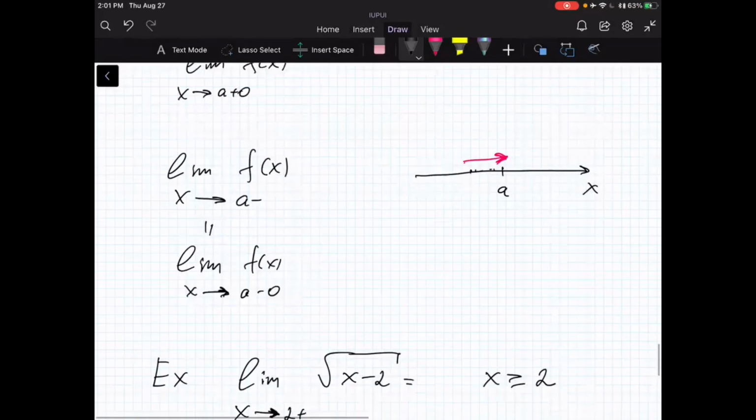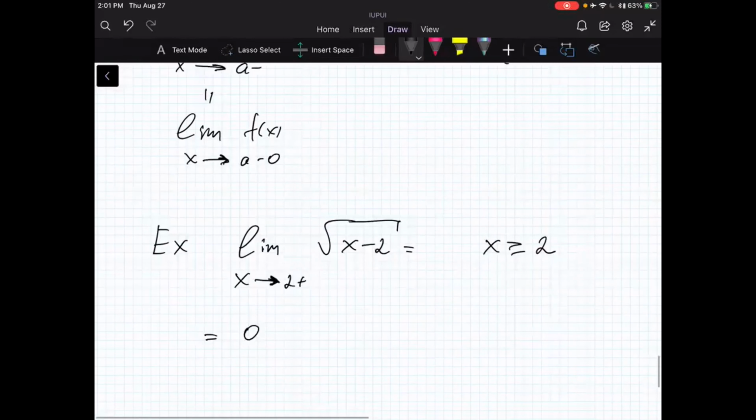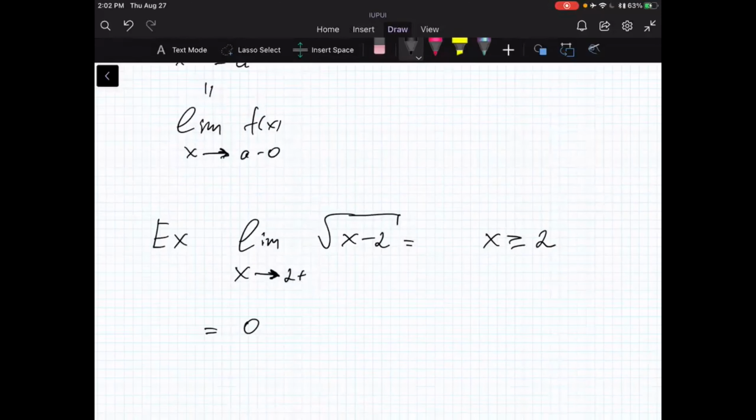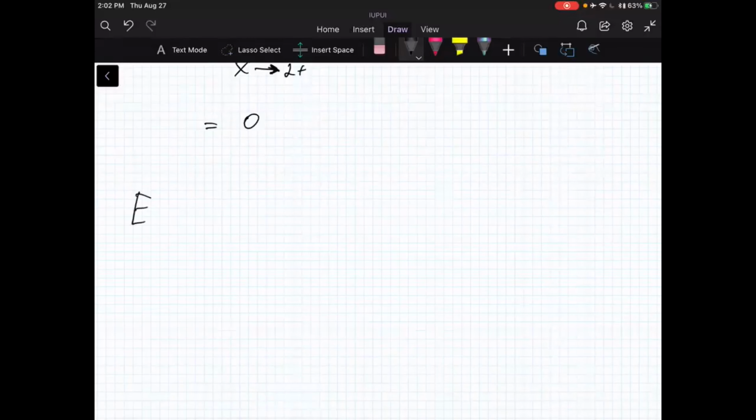So indeed, sometimes it depends on which side you approach from. You'll see an example where the limit from the left-hand side is not the same as the limit from the right-hand side. That's the situation when the function is discontinuous. But before that, let's consider another example when x goes to infinity.